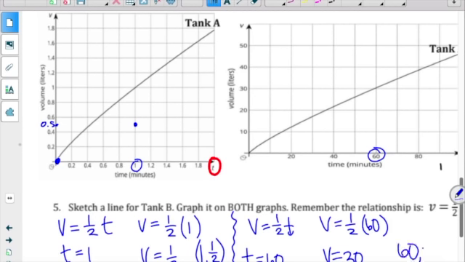And this one was 1, 1/2. So I'm going to graph that over 60 and then up to 30. And again, it goes through the origin, so my other dot's going to go right there.